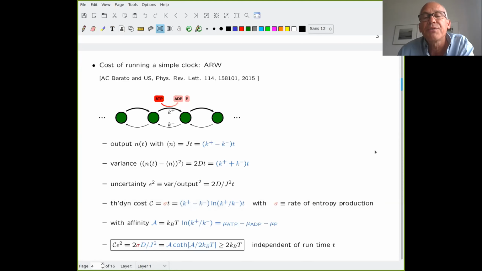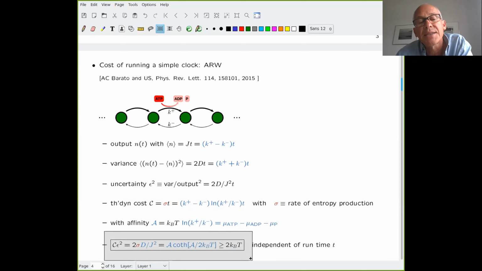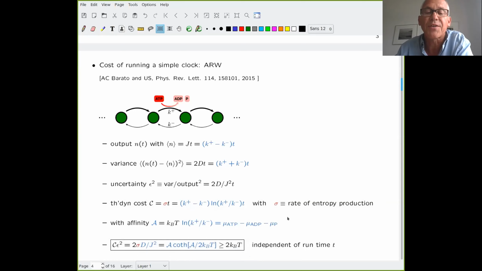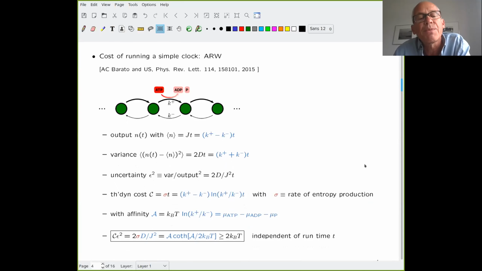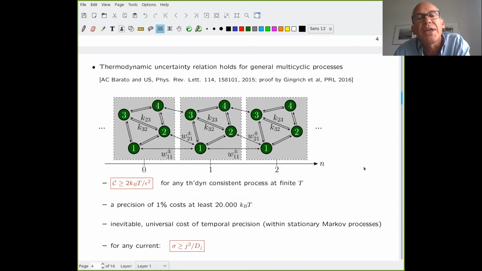These are all trivial relations, but then you put them together and you find that the product between cost and uncertainty is this hyperbolic function of the affinity, and that can be bounded by 2 kBT. That's independent of the runtime. So historically this was the first surprise, that there is this nice relation. Now, obviously, this could just be a peculiarity of this particular model. So the question was whether that holds more generally.